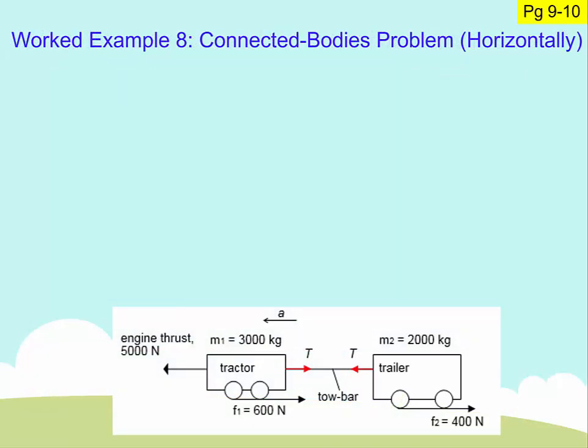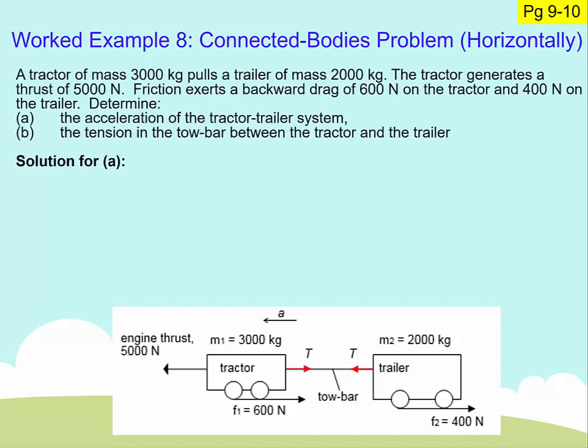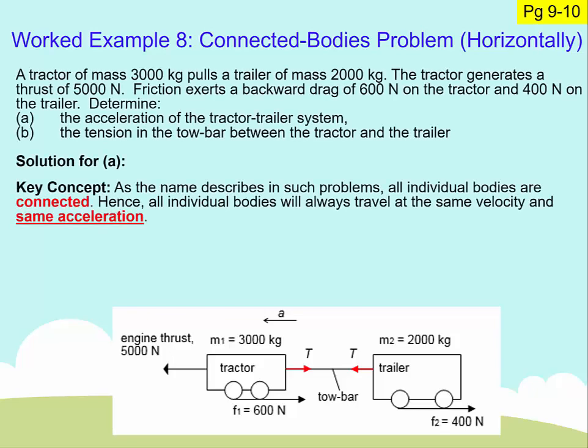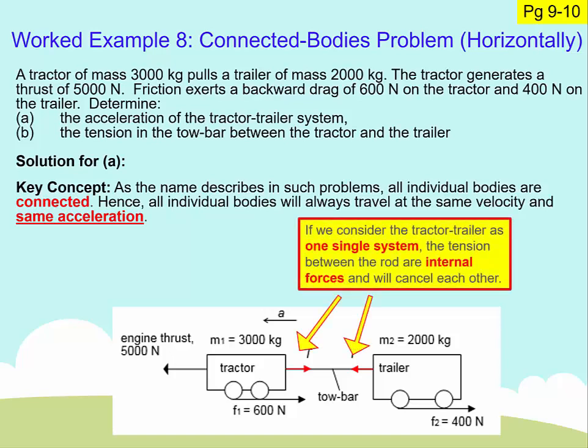Let's look at another kind of scenario we call connected bodies. Okay, in this case, it is a horizontal motion with a tractor pulling a trailer. So the key concept is this. All individual bodies are connected in this kind of question, and so they always travel at the same velocity and same acceleration. If we consider this tractor and trailer as one single system, that means you think of it as one body, don't consider them separately.